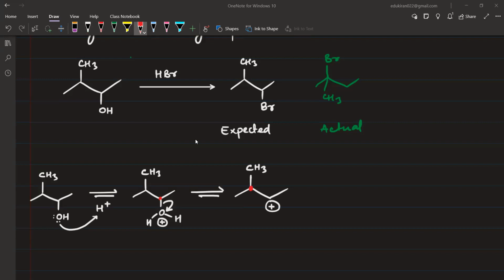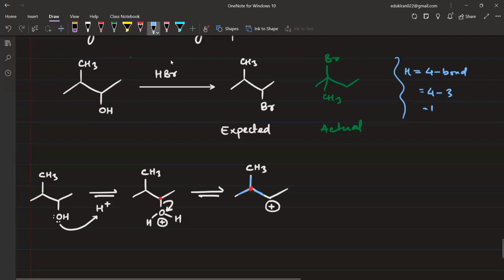See, this particular red carbon atom, it is making how many bonds? 1 bond, 2 bonds, and 3 bonds, right? The maximum number of bonds in a carbon atom can be 4. So the number of hydrogens is equal to 4 minus the number of bonds. The number of bonds is 3, so 4 minus 3 will be equal to 1. So this red carbon atom is having only 1 hydrogen.